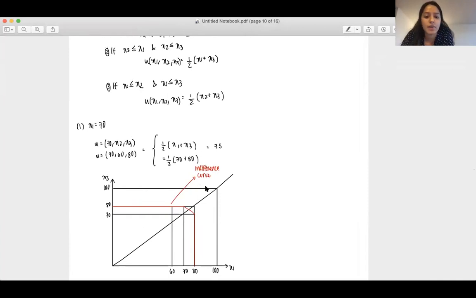Can you guys see my cursor when I move it across? Yeah. Okay. So this is 100.